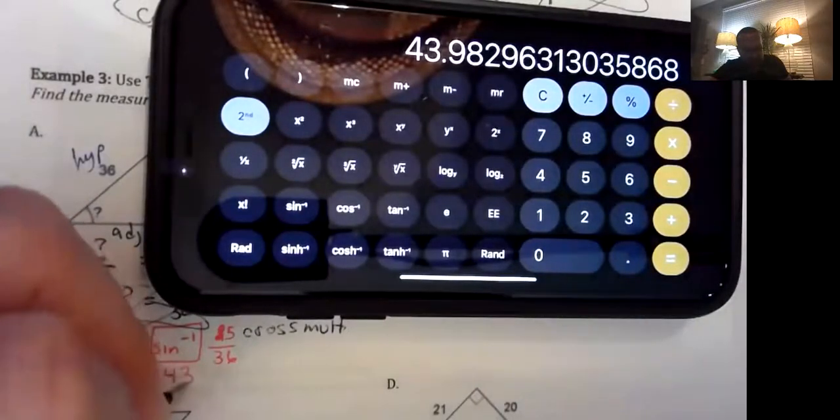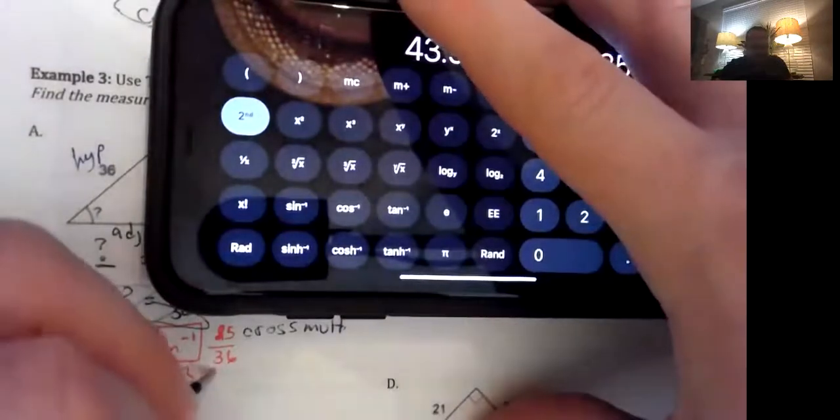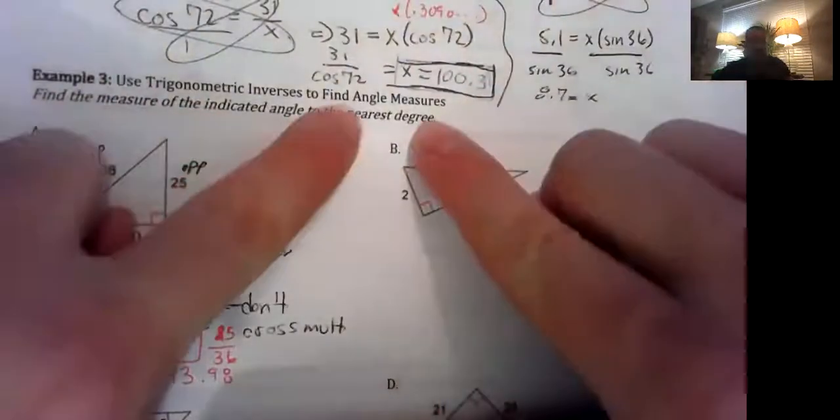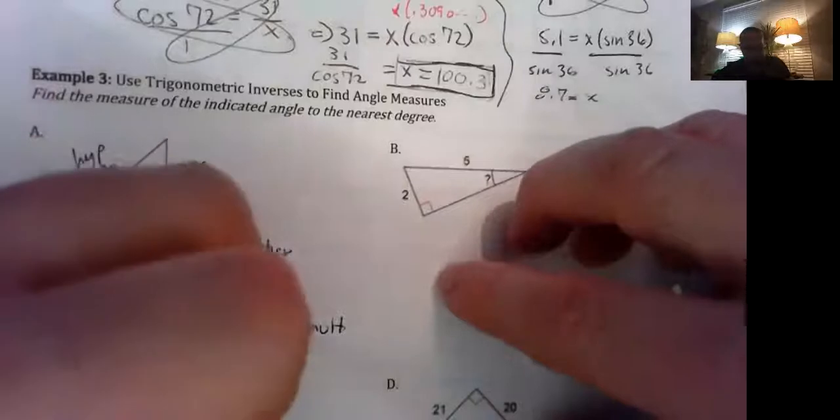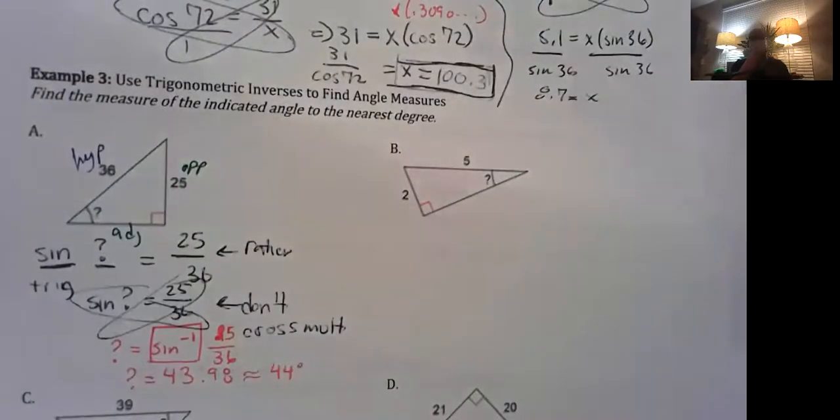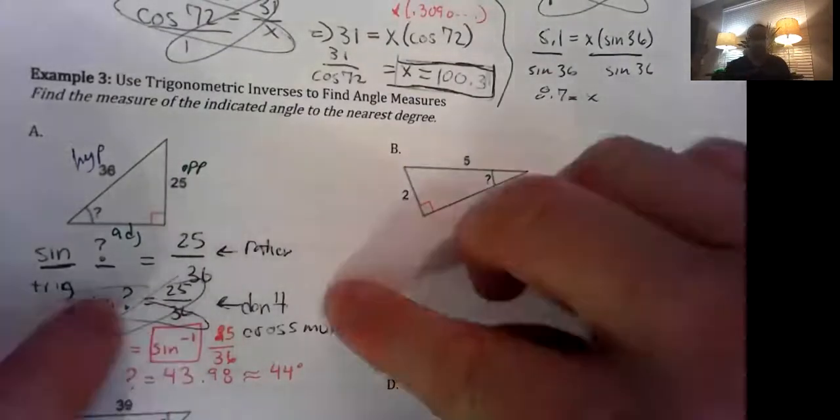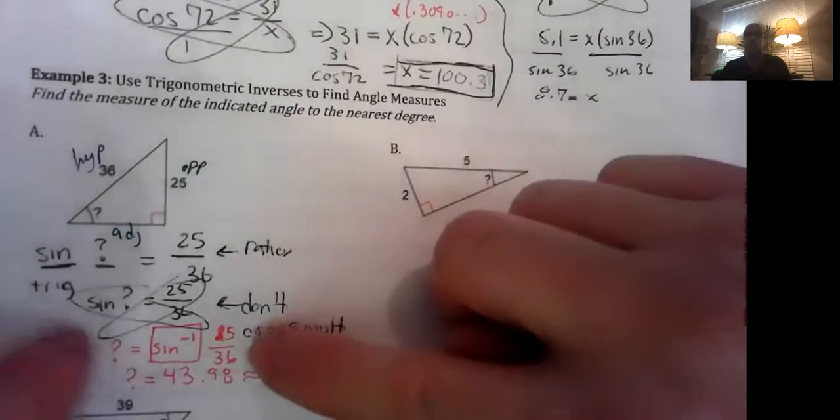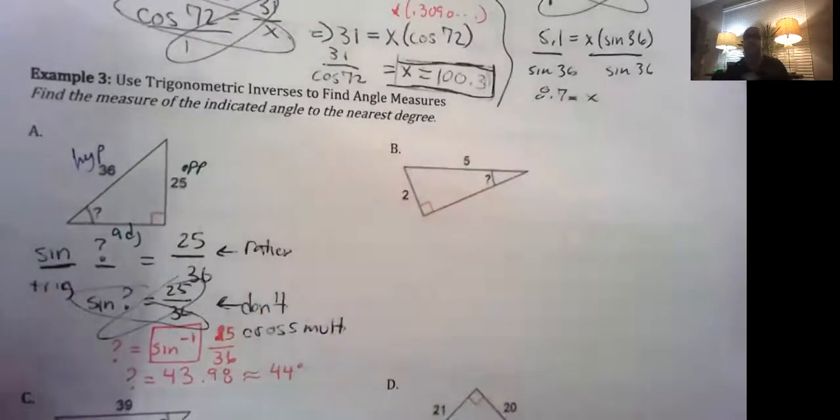and that shows me that my angle is 43.98. I believe it's asking us to round it to the nearest degree. So that's just 44 degrees right there. So it's the same exact setup, except we're not going to cross multiply, but we're going to use that inverse button on our calculator, whether that's a handheld one or your cell phone.